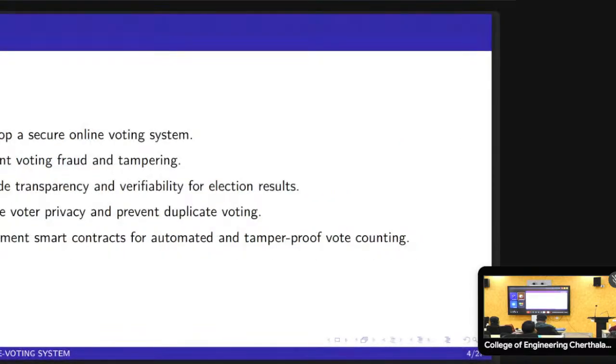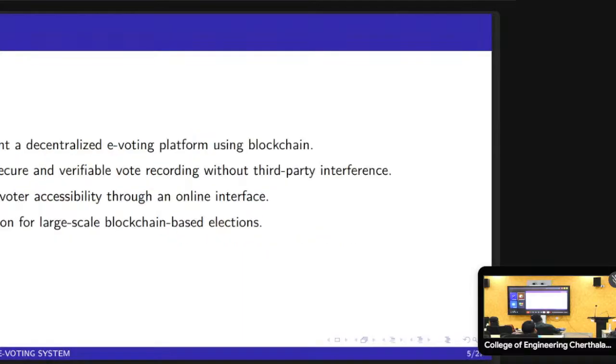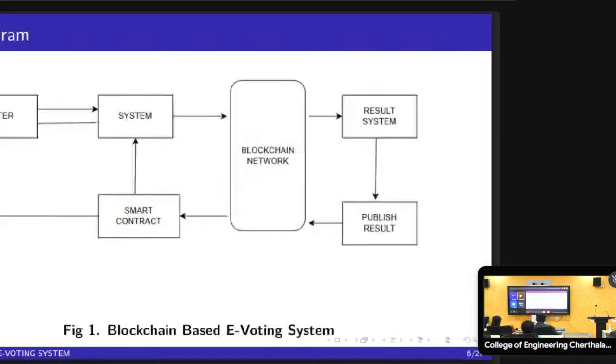The objectives of this system are to develop a secure online voting platform, prevent tampering, and ensure voter privacy. The scope of the system is to enable secure remote voting, prevent third-party interference, and provide a scalable base for institutional-level elections. And this is the architecture of our system. Firstly, the voter casts the vote, then the system validates the input, third, the smart contract checks the eligibility, then the blockchain records the vote, and the results are automatically generated. This is the workflow of the system.